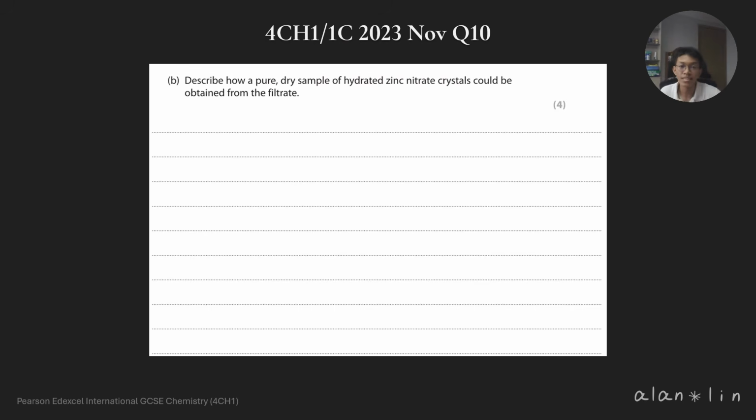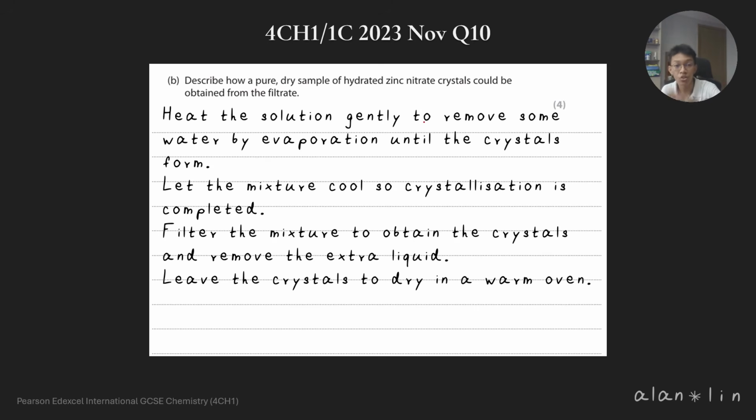Now part B is the preparation question. It says describe how a pure, dry sample of hydrated zinc nitrate crystals could be obtained from the filtrate. So what you need to do in these kinds of salt preparation questions is to determine your starting point. In this particular question, guys, our starting point is going to be the filtrate, and the filtrate is going to be the zinc nitrate solution. So we just need to take crystals out of the solution. So what do we do? We heat, we cool, we filter, and then we dry. And then we add some details, and that should be the complete response.